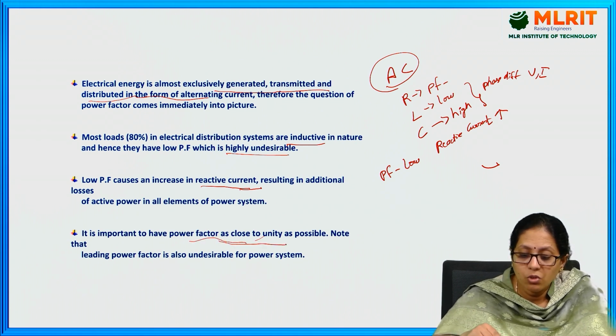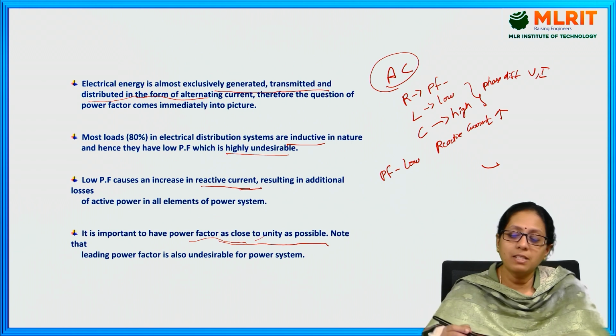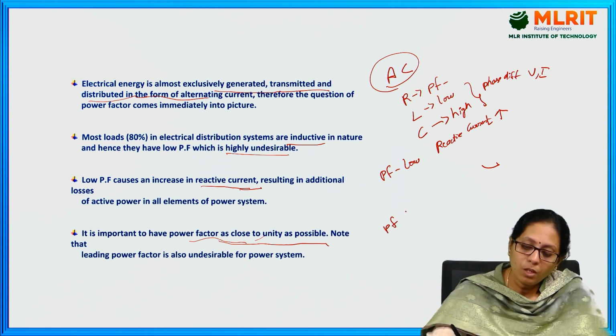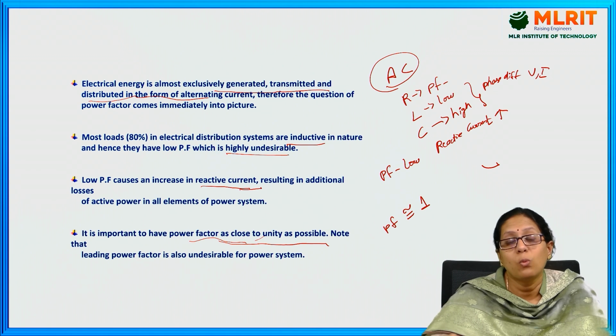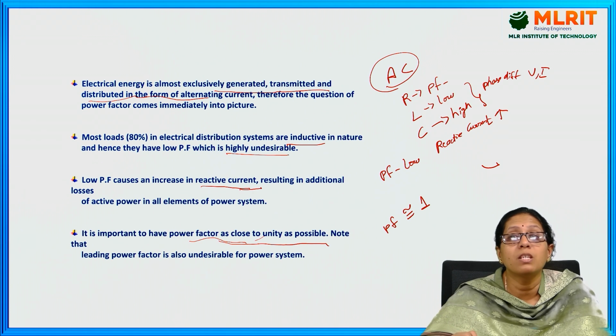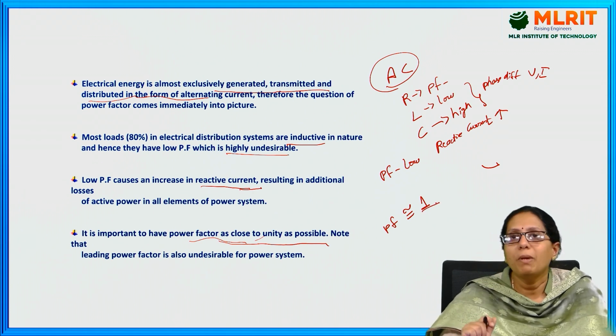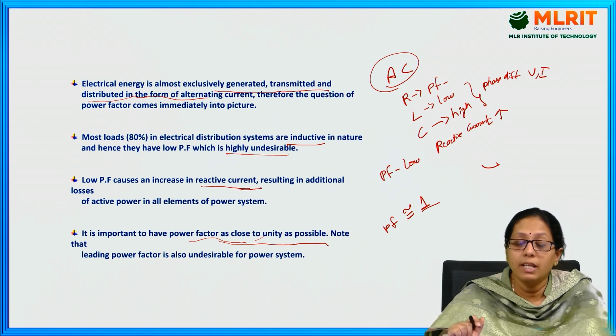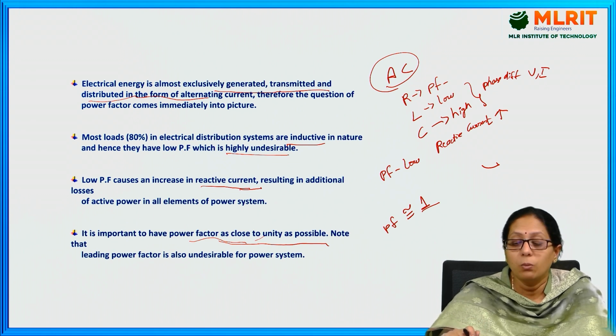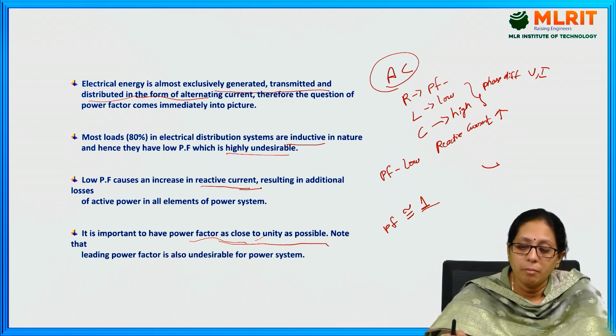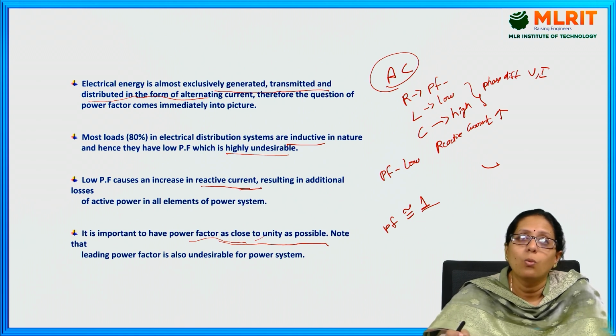Next, it is important that power factor be as close to unity as possible. That means power factor should be almost equal to unity. Unity means 1. If the power factor is almost equal to 1, we will say that efficiency of a particular system is very good. So, we always try to make the power factor equal to 1. It will never be exactly equal to 1, but we will always try to make the power factor equal to 1.